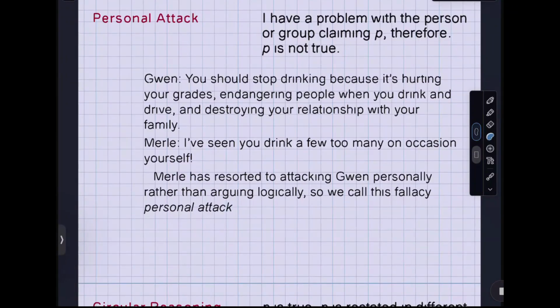Personal attack. I have a problem with the person or group claiming P, therefore P is not true. This never happens, especially at this day and age. Actually, it happens quite a bit, doesn't it? Even more today than yesterdays or yesteryears. This happens a lot more.